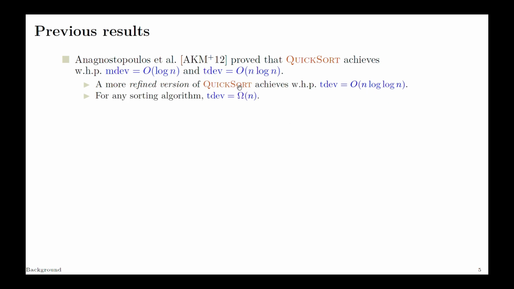And they also proved a lower bound for the total deviation of omega of n, and it holds for any sorting algorithm. They conjectured that for any constant b, there exists an algorithm which matches this lower bound.